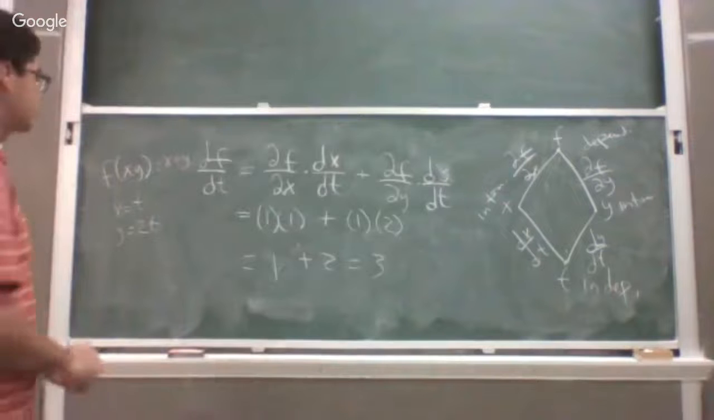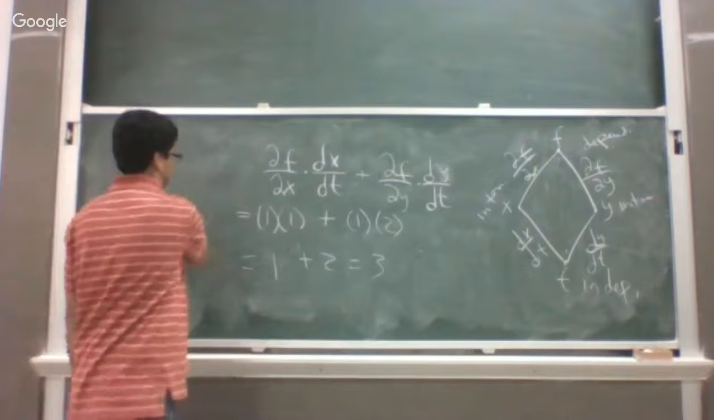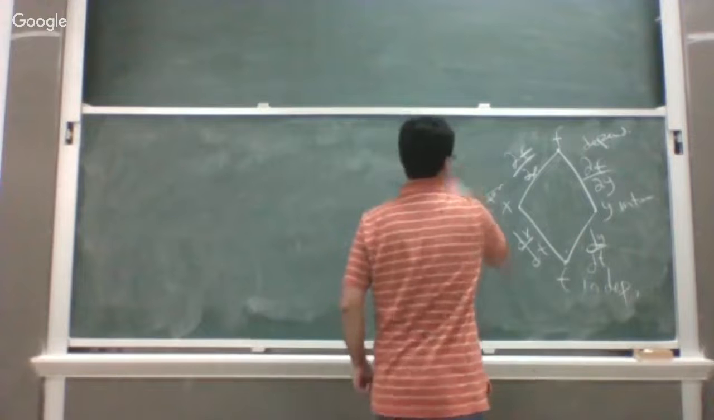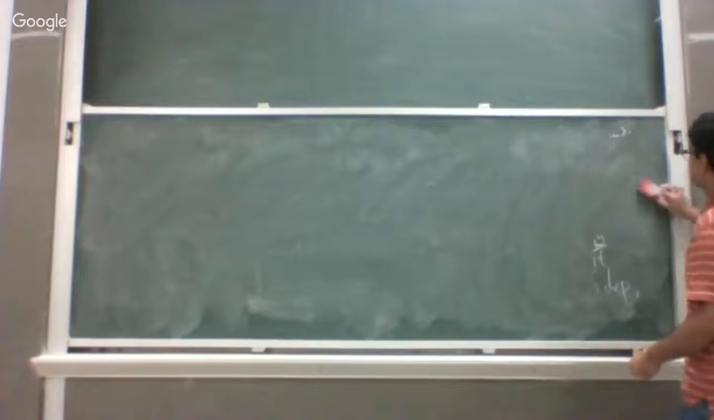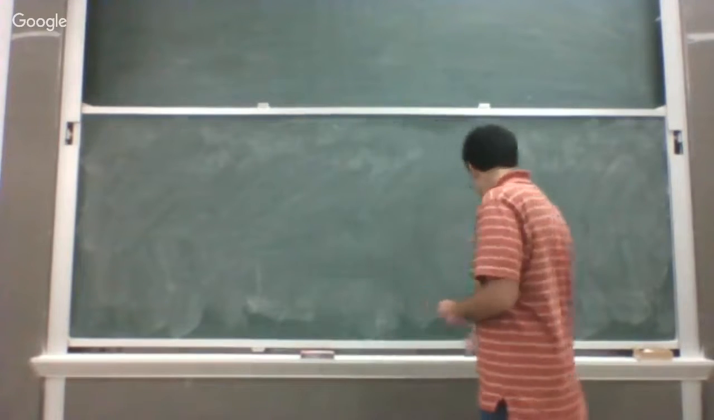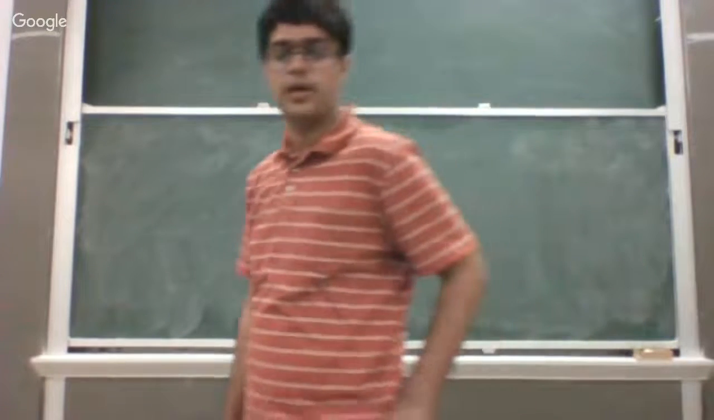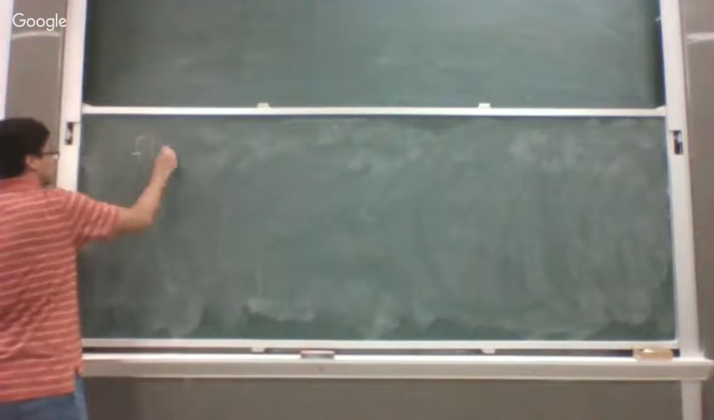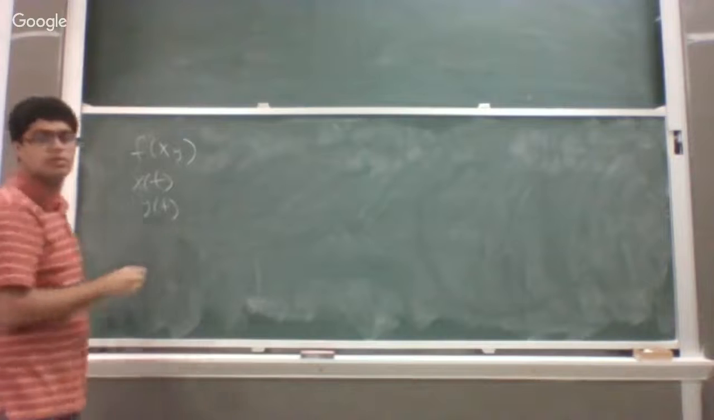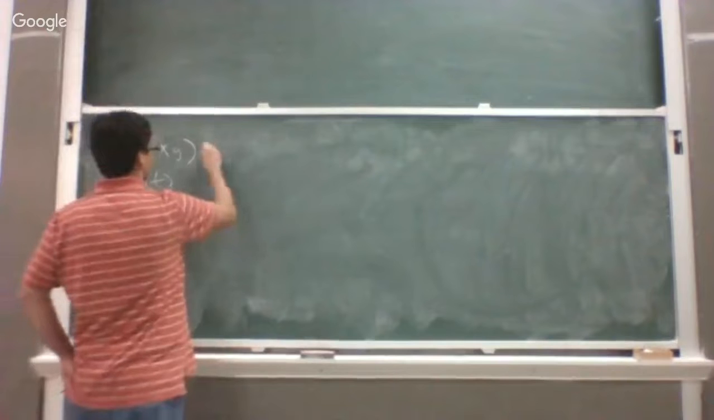Okay. Let's move on to the implicit derivative that we talked about before. Now let's find the actual formula for it. So we have f in terms of x, y. Again, x is a function of t, y is a function of t, where f of x, y is equal to a constant.